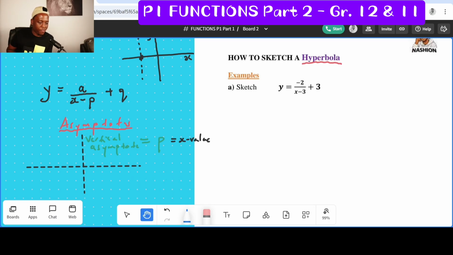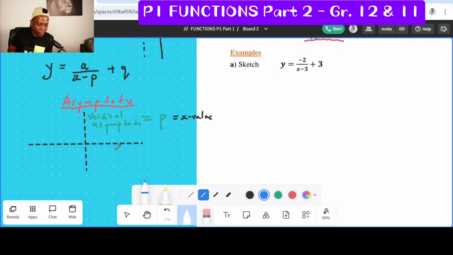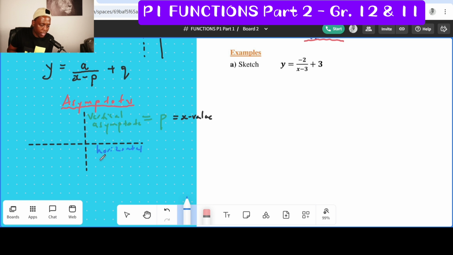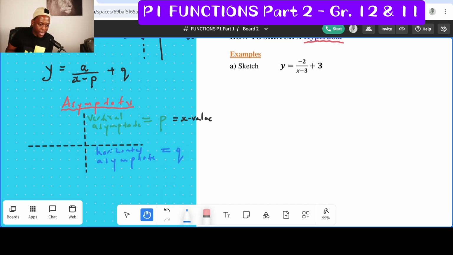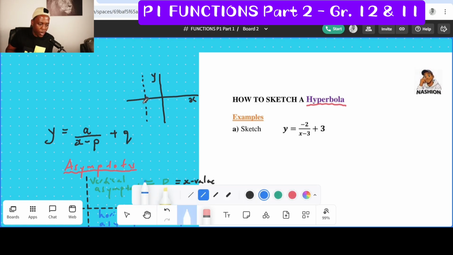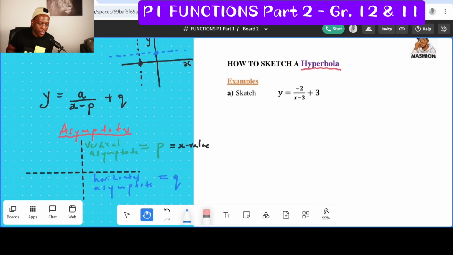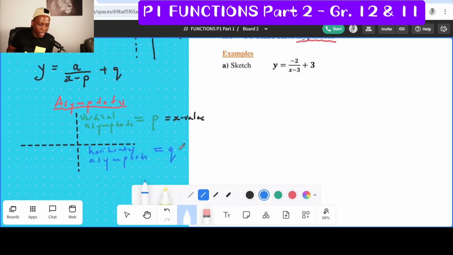We also have the horizontal asymptote, which is the value of q right there. And in the same way, if you draw a horizontal asymptote, it's going to be cutting through the y-axis. So the horizontal asymptote will represent the y value.